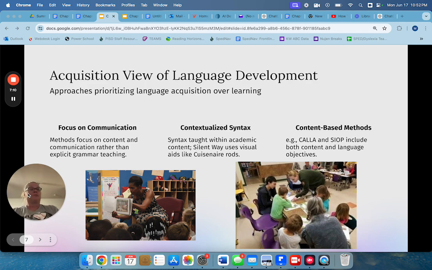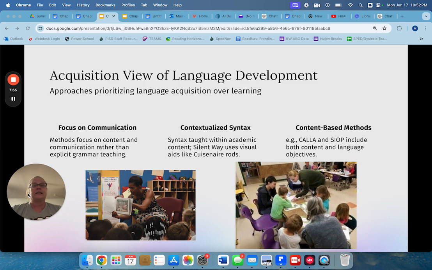Okay. So we have our acquisition view of language development. This acquisition view focuses on communication rather than explicit grammar teaching. So syntax is taught within that academic content, as seen in methods like the Silent Way, which uses visual aids like the Cuisenaire rods, and that's where you might have the verb written underlined in green and the noun in red, and they just use that to try to help them memorize how that goes.